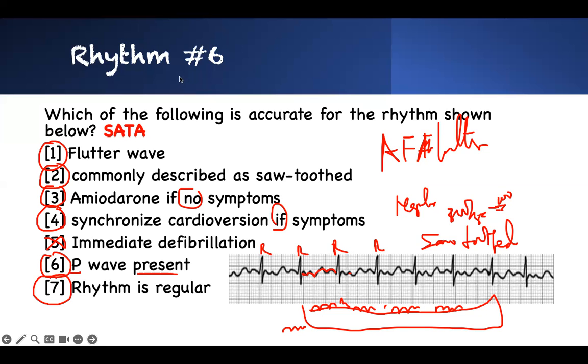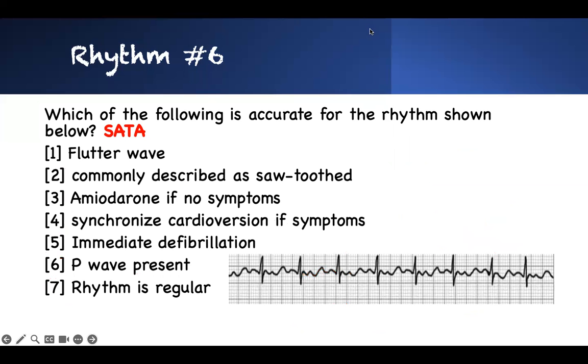And this is the rhythm you should be familiar with, a saw-toothed. And it's all heart problem. It's all from the atrium. This is the atrial issue. Recognize them, know how to treat them, and the management. This is my companion for you. I hope you understand. Okay, so that's the sixth rhythm.